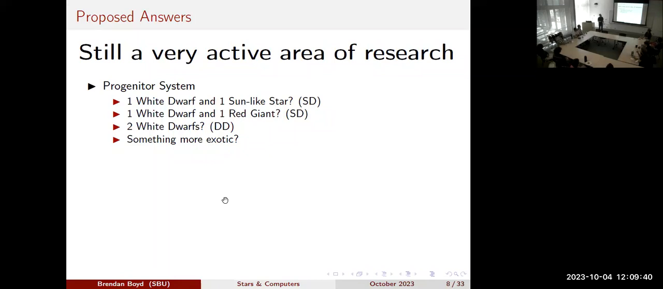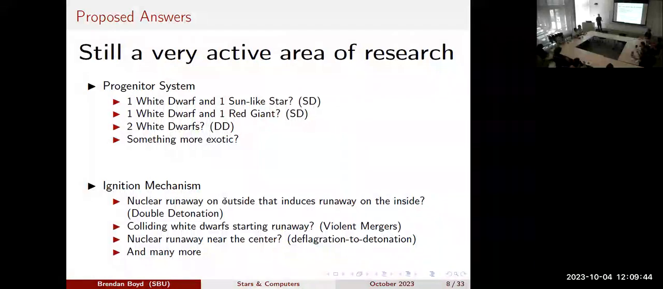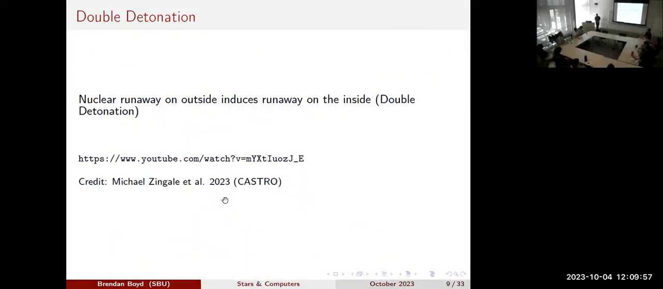And just because we have this system of two stars orbiting, we still have to blow them up somehow. So what's the ignition mechanism that we could look at? I'm going to show a few different examples of ignition mechanisms, really cool simulations, I think. And we're going to start off with what's usually called the double detonation.